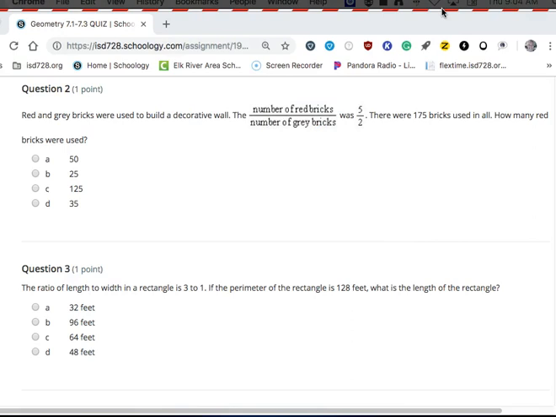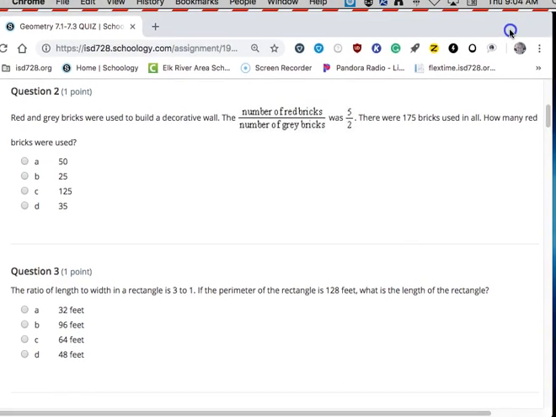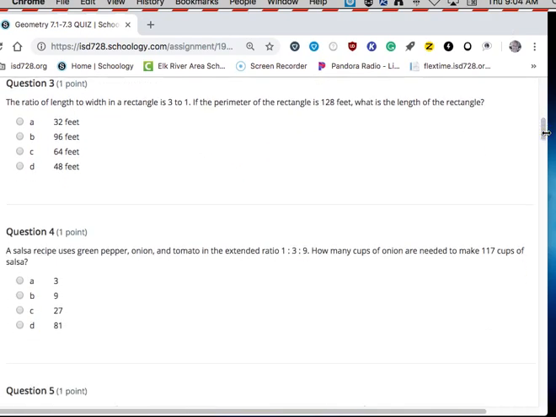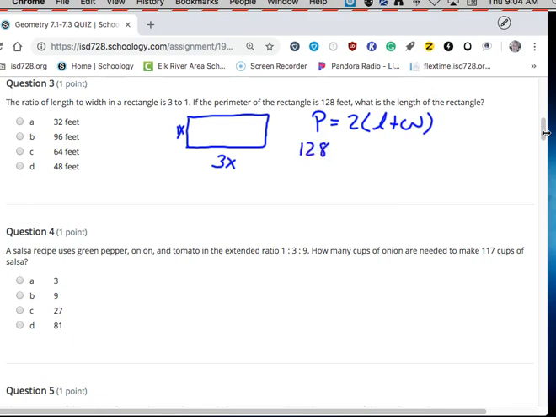In question 3, the ratio of length to width of a rectangle is 3:1. Now keep in mind, this is 3, this is 1. If the perimeter of the rectangle is 128, what's the length of the rectangle? Now keep in mind, perimeter is equal to 2 times length plus width. Well, if I got 128 and I know a length relationship is x, because that's that 3:1, it's 3x to x. So I've got 3x to x here going on.